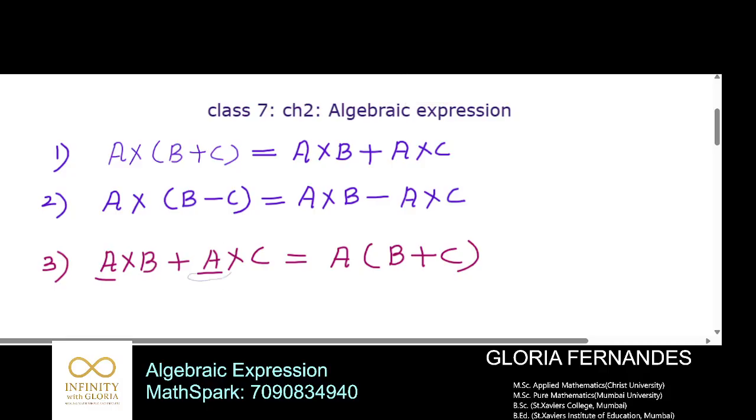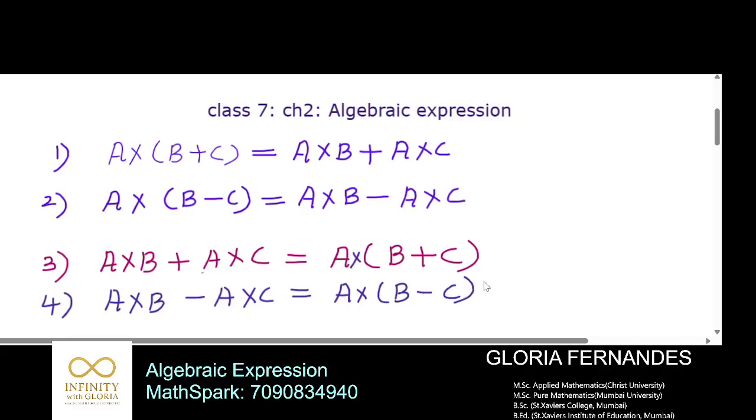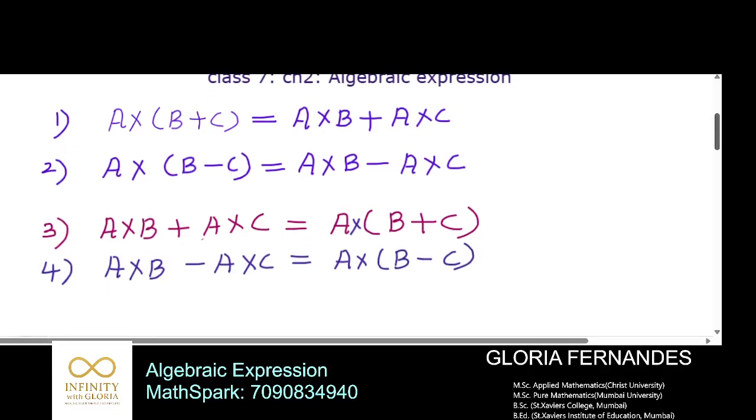Alright. Now instead of plus, suppose you have a minus, then minus will come this side. So let's say you have A times B minus A times C. What will happen over here is A is the common term in both. If you want, you can put a multiplication sign over here. If you don't put it, it is still multiplied only. Then it is going to be B minus C. I hope you understood these four expressions.